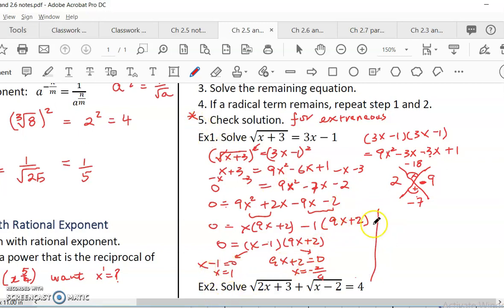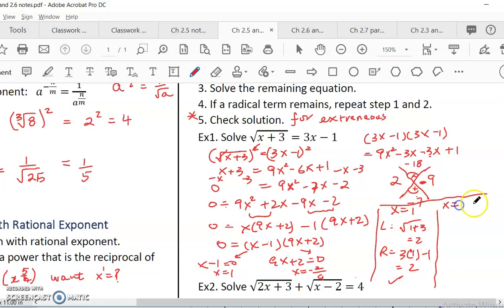Don't say that you have two solutions. You have to check. Okay, check x equals 1. Would x equal to 1 work? On the left hand side, I would have square root of 1 plus 3, which equals 2, because the square root of 4 is 2. On the right hand side, I would have 3 times 1 minus 1. So that's also 2, so that works. So x equal to 1 is right.